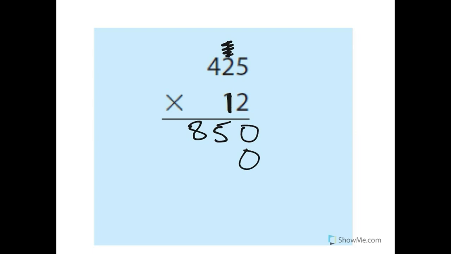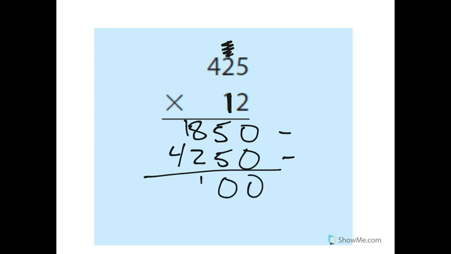So 1 times 5 is 5. 1 times 2 is 2. 1 times 4 is 4. And then we add up, what are these called? Partial products. Partial products. 1,100.